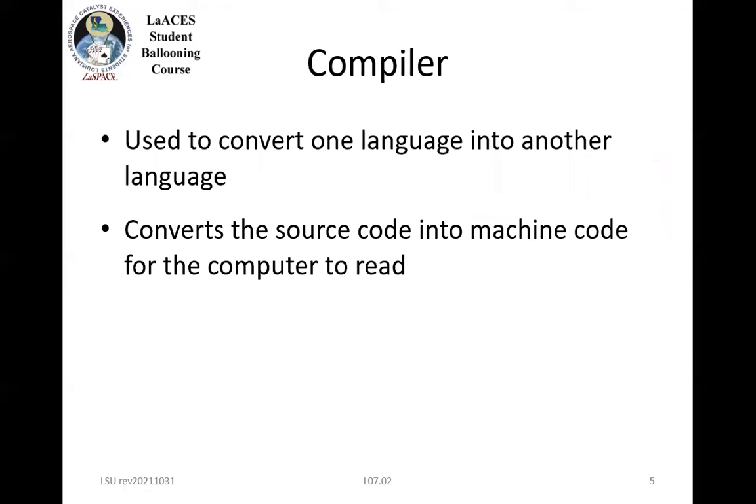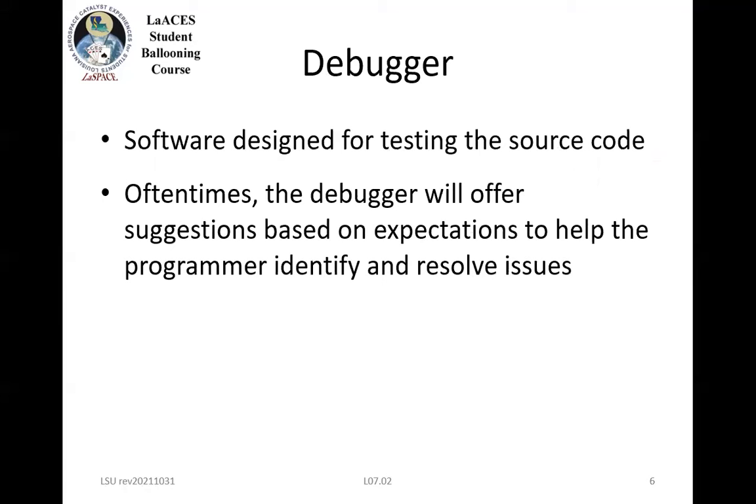The next part of the IDE is the compiler, right? It's what converts the source code, in this case, to the machine language. It compiles the instructions from what you've written. And then the debugger helps you test and figure out where the errors are in your code.